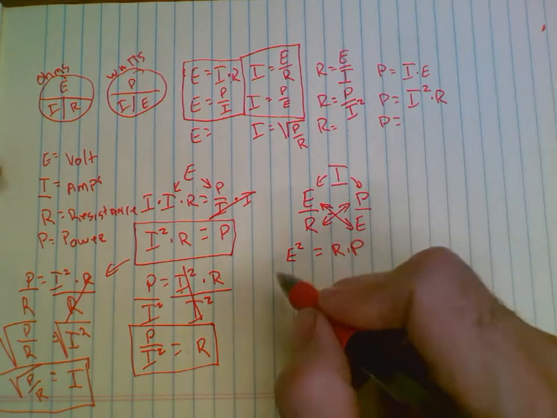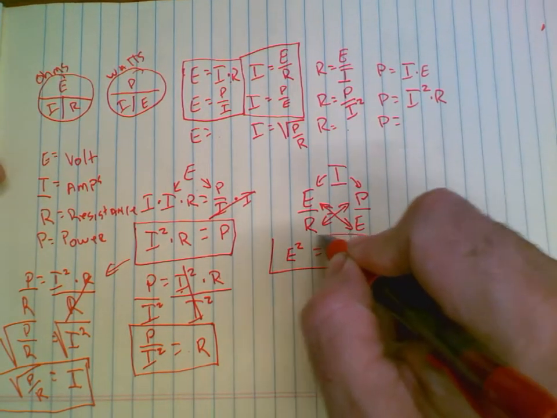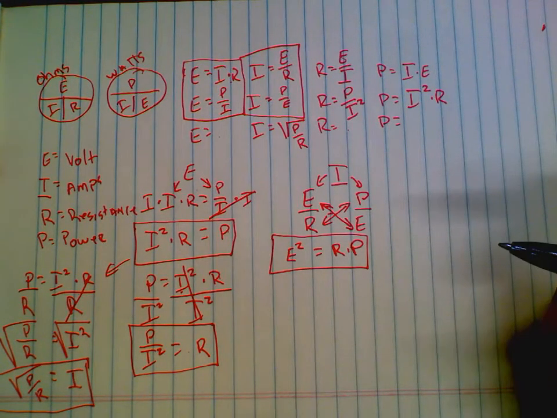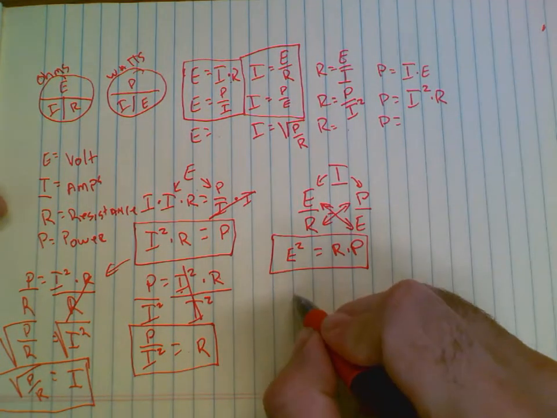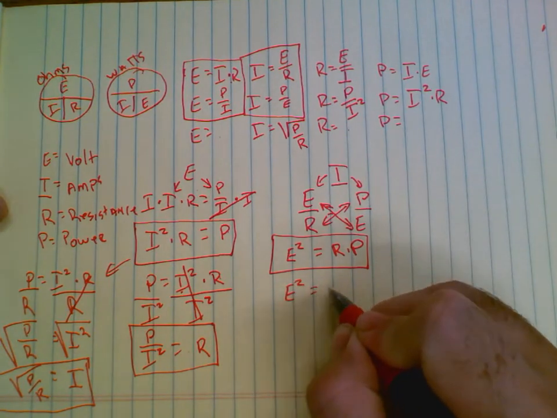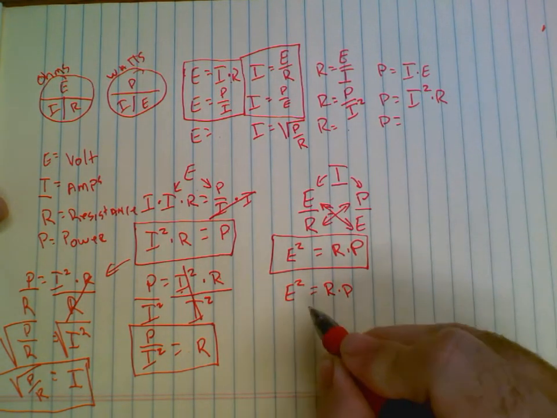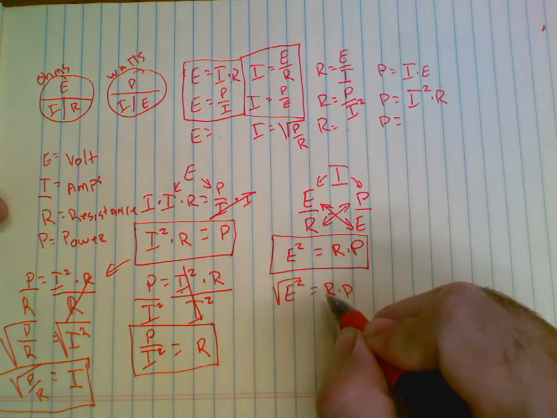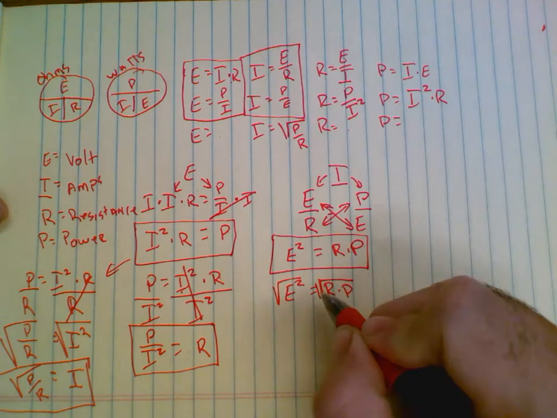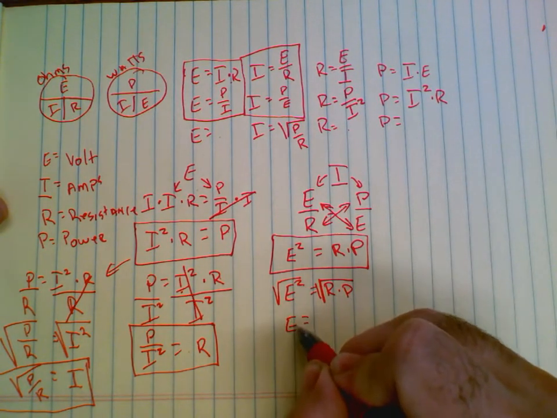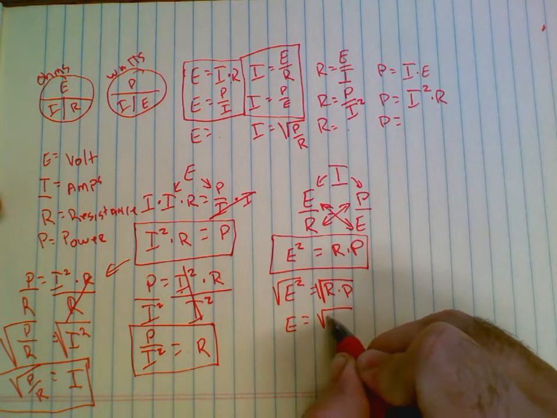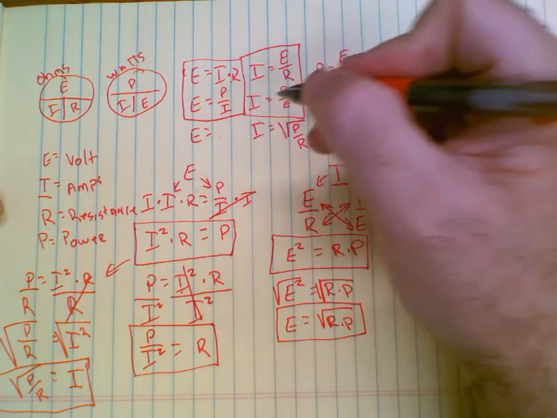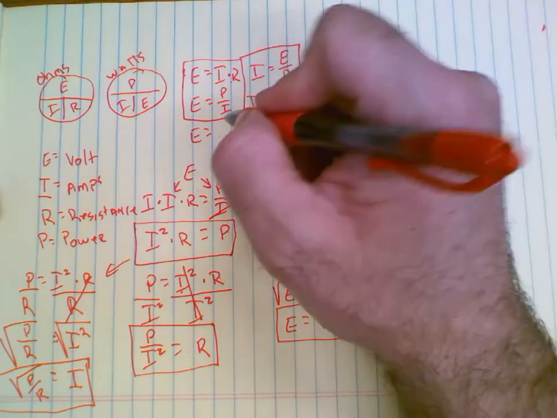So from this mathematical statement that we've derived from the two different laws, we can come up with our other three formulas. So let's see. E squared is equal to R times P. Do the same thing we did before. To get rid of the square, we have to square root it, and whatever you do to one side, you have to do to the other. So in this case now, E is equal to the square root of R times P. So there's our first formula for voltage that comes from combining the I's.